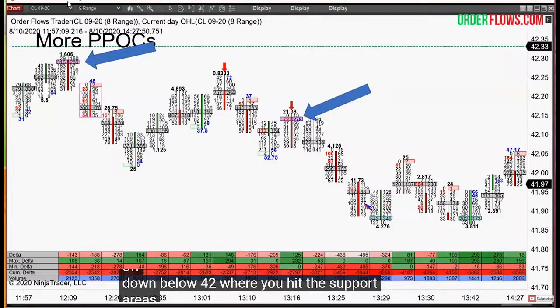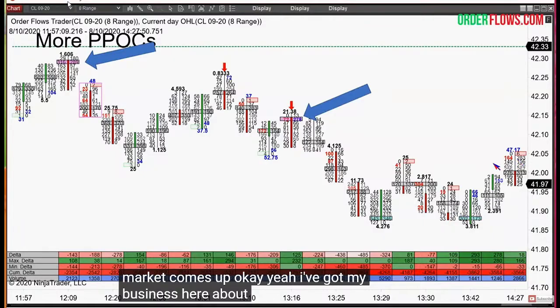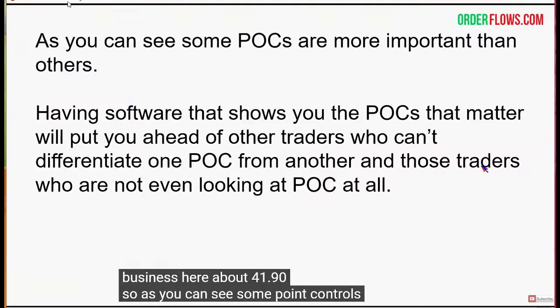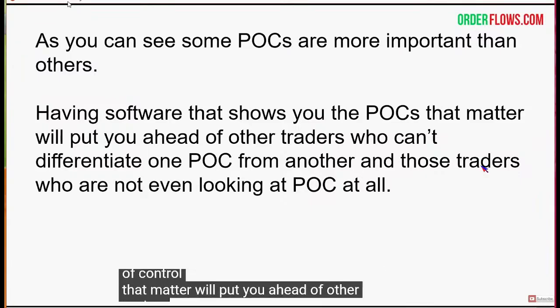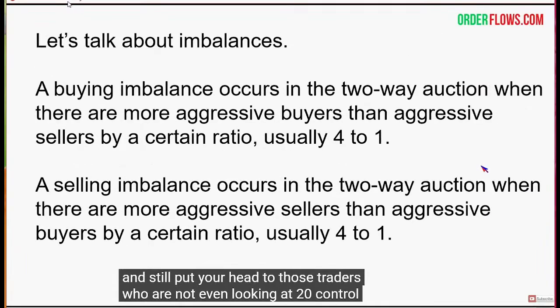When you hit these support areas down here at 41.88, down here, prominent point control. Market comes up. Okay, yeah, I got my bids in here on 41.90. Boom, you get filled. Market rallies back up to above 42 plus. So as you can see, some point controls are more important than others, and having software that shows you point controls that matter will put you ahead of other traders who can't differentiate one point control from another, and so put you ahead of those traders who are not even looking at point control at all.